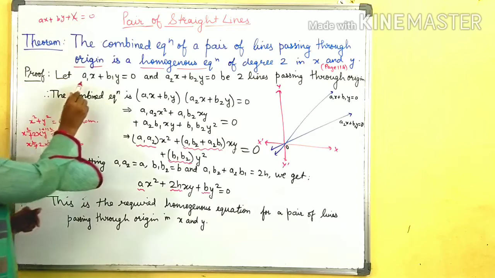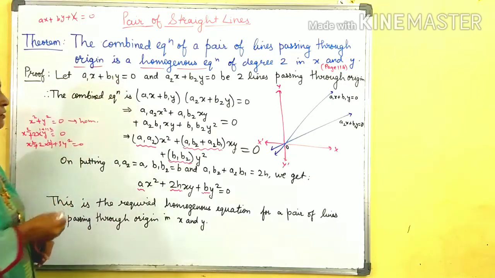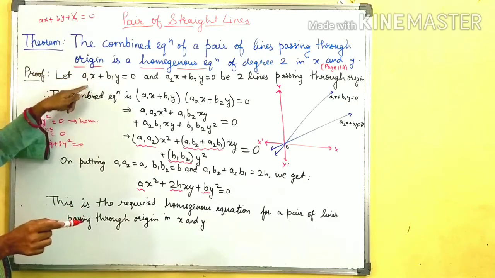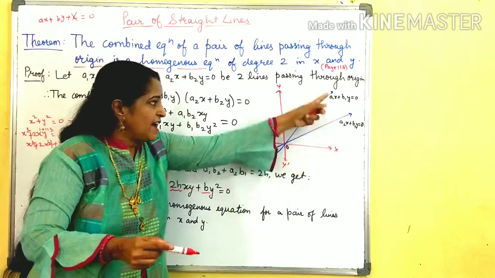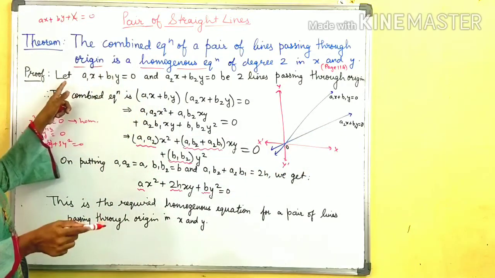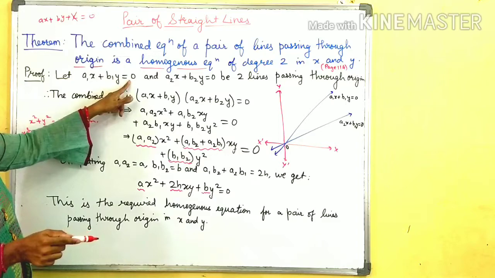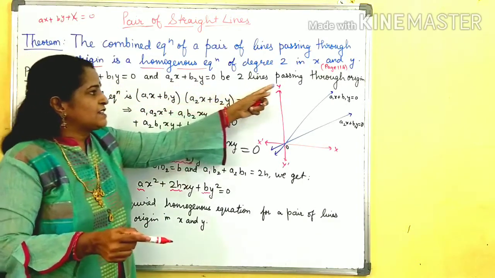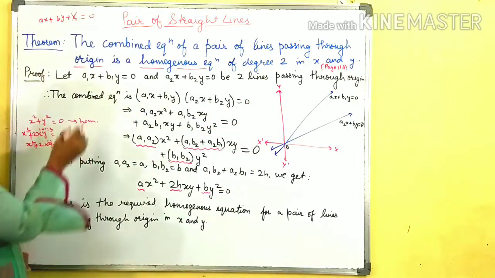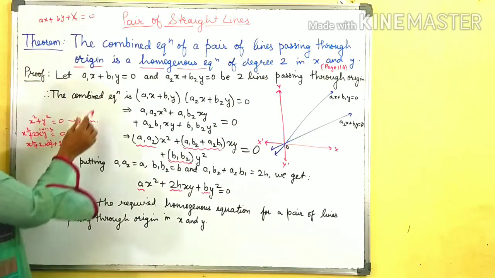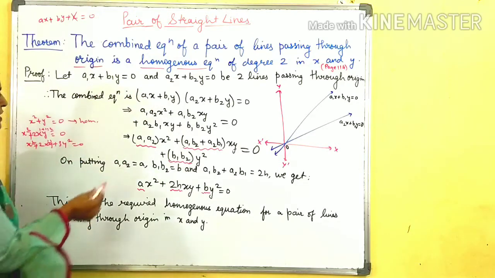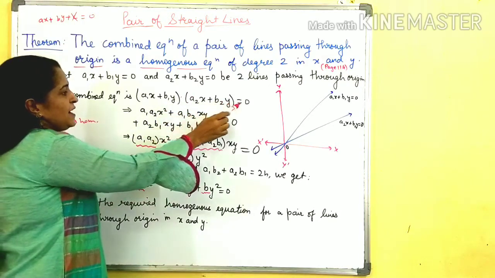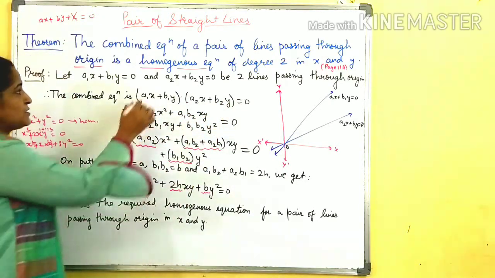Let a1x plus b1y equals 0, as we know that there is no value of c for the origin term. You can see it by a diagram also. Let a1x plus b1y equals 0 and a2x plus b2y equals 0 be two lines passing through the origin. Then combine the two equations as we do in examples: a1x plus b1y into a2x plus b2y equals 0. This is your combined equation.